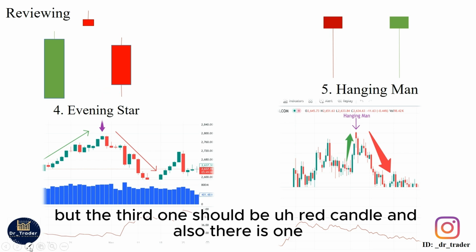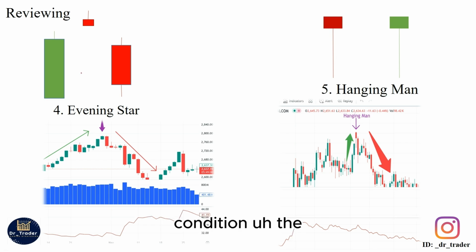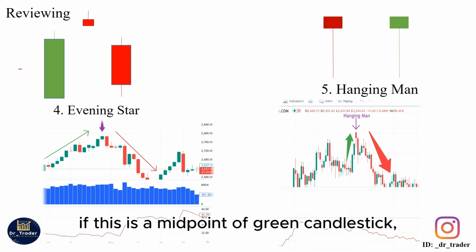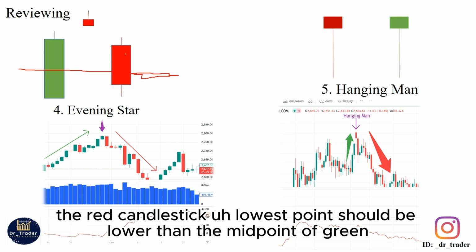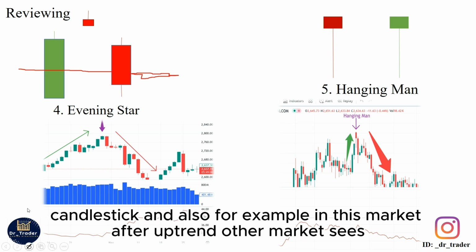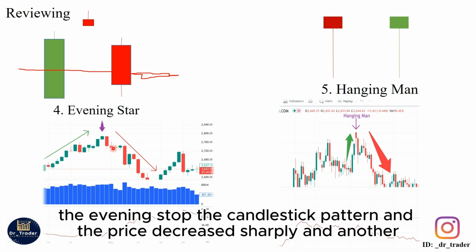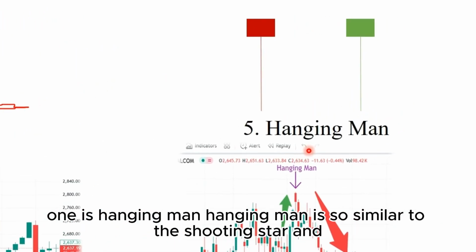And also, there is one condition: the lowest point of the red candlestick should be lower than the midpoint of the green candlestick. For example, in this market, after an uptrend, the market sees the evening star candlestick pattern, and the price decreased sharply.